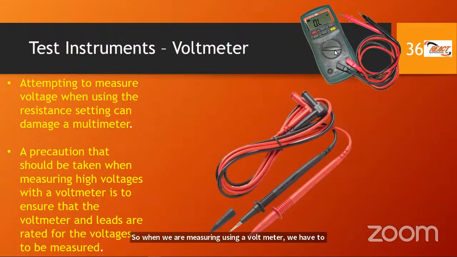So we want to measure voltage, but remember, in the case of a multimeter like this, we have to make sure we select voltage. But if we inadvertently select resistance, let's say we inadvertently put this selector on resistance instead of voltage, and we put it into the circuit, we can damage this meter. So that's an exam question.